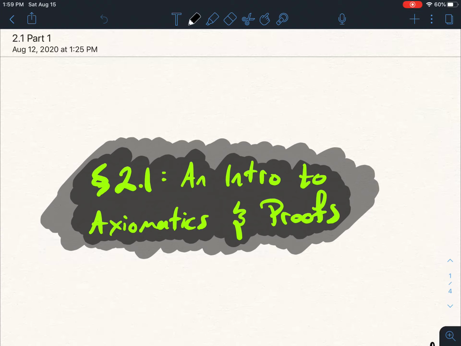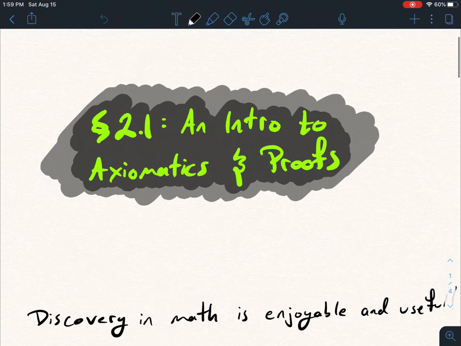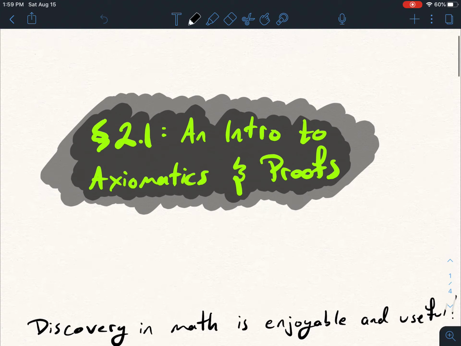In this section, we'll be introducing axiomatics and proofs. One of the common themes that the textbook that we're going to be doing and our class in general is going to emphasize is that discovery in math is both enjoyable and also can be viewed as a useful tool in math.